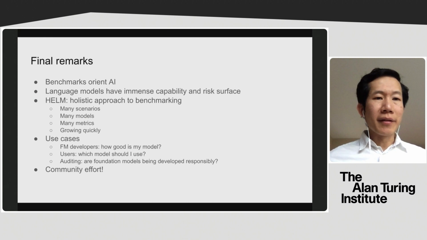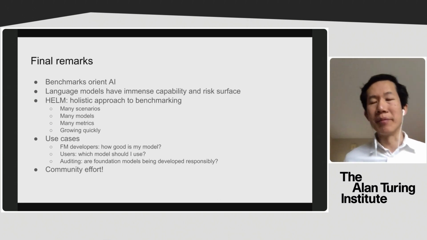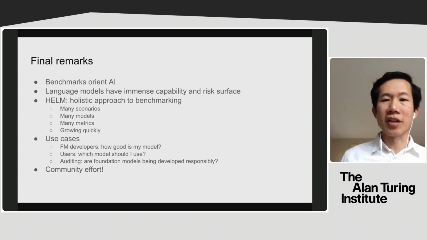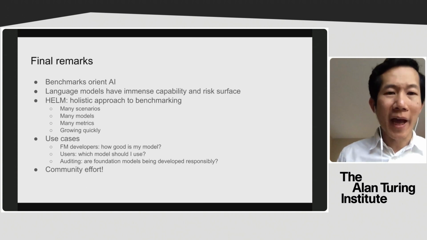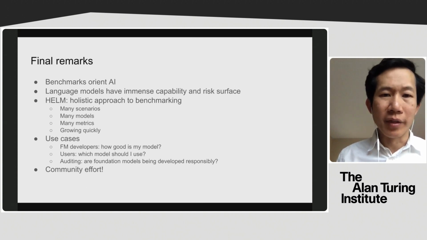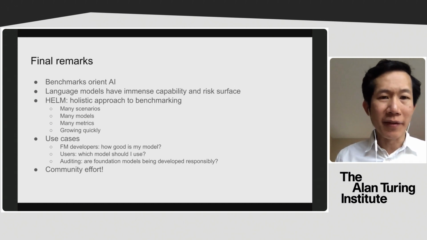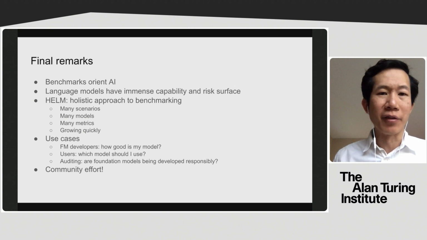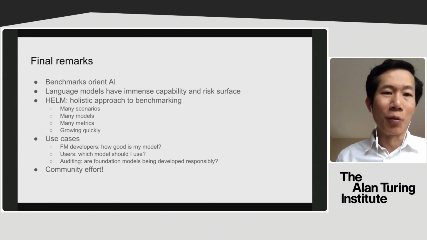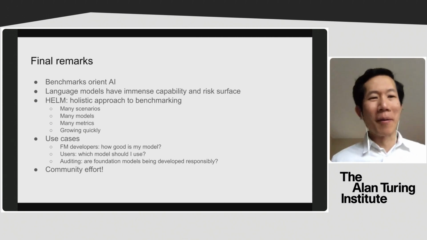I think I've shown you how we've dealt with the problem that language models have this immense capability and risk surface. We try to taxonomize, we try to admit when we don't have something. And this is really just a work in progress. Even with the current language models, we haven't measured everything, but we have a framework and a process for doing so. And as new models come out, that surface area is just going to grow. And I think we have to work even faster to keep up.